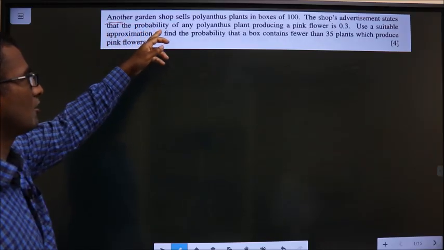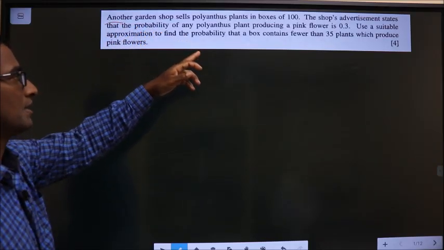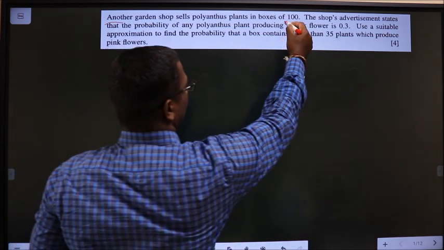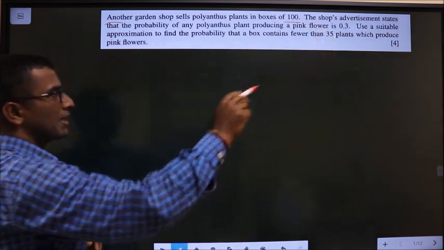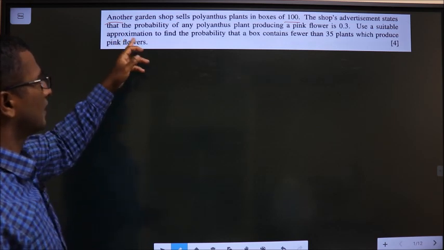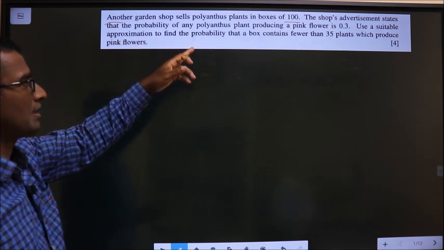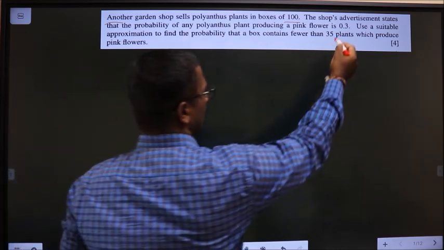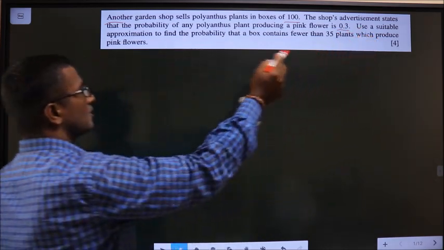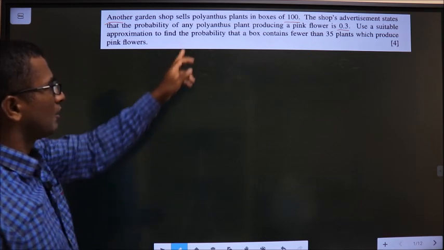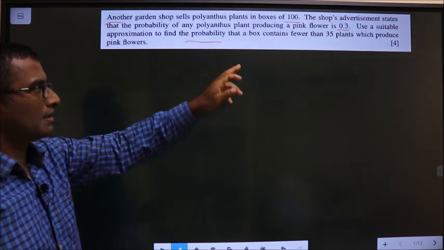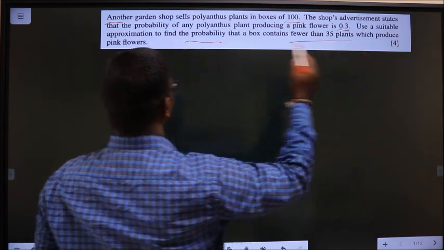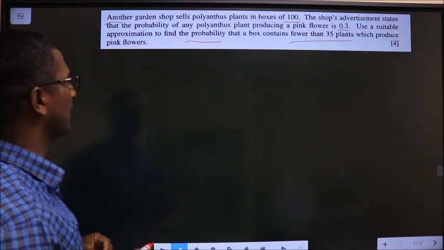Another garden shop sells polyanthus plants in boxes of 100. The shop's advertisement states that the probability of any polyanthus plant producing a pink flower is 0.3. Use a suitable approximation to find the probability that a box contains fewer than 35 plants which produce pink flowers.